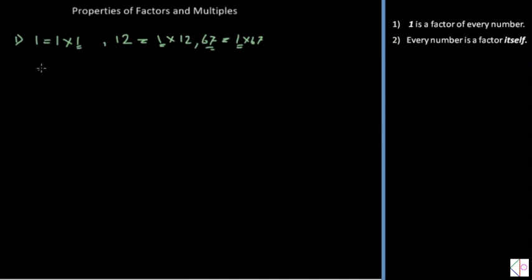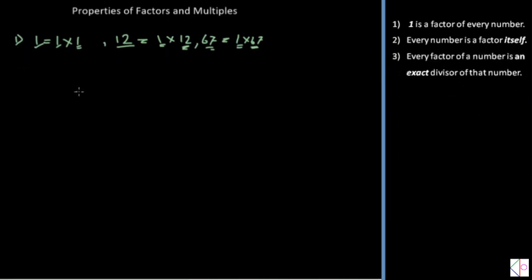Second, every number is a factor of itself. In our first example, we have demonstrated the same thing also. That means 1 is also a factor of itself. In case of 12, 12 is also a factor of 12 itself. And 67, again, is a factor of 67 itself. So properties 1 and 2 are explained in the above examples.